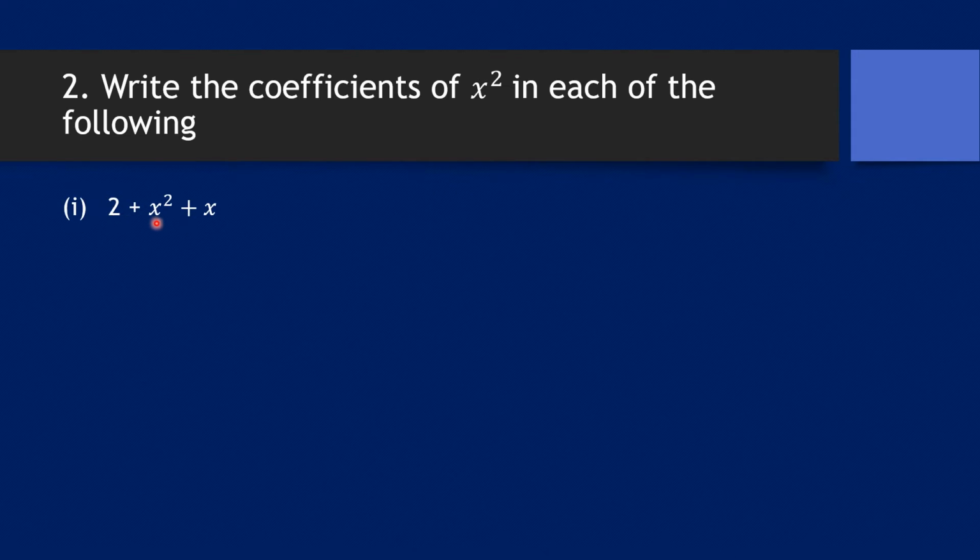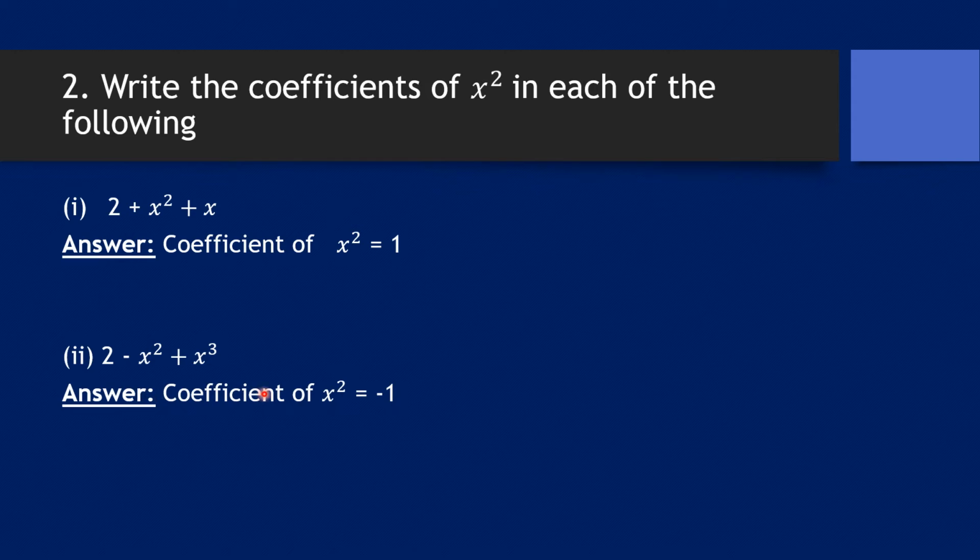Question number first, 2 plus x square plus x. Here you can see that the coefficients of x square and x are 1. So we'll write that the coefficient of x square in this case is 1. As you need to write only the coefficient of x square, you just have to write 1. Now come to question number second, that is 2 minus x square plus x raised to the power 3. So here you can see two variable terms, but as we have to find out the coefficient of only x square, we'll write the coefficient of x square is equal to minus 1. Because of this minus sign, we'll consider it as minus 1.